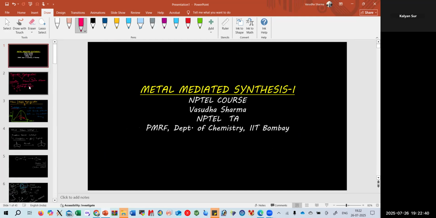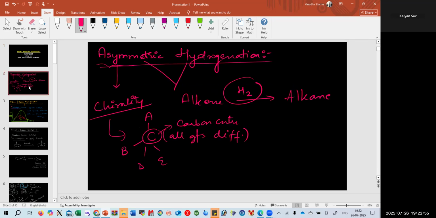So basically, this course, as I said, is metal-mediated synthesis. We will be talking about many metal catalyst systems, and we will discuss their synthesis also and various different applications in organometallic catalysis. What we started with was asymmetric hydrogenation as the term, where we split it into two terms, asymmetric and hydrogenation specifically. Hydrogenation means something which is getting hydrogenated, meaning addition of hydrogen. If we take an example of an alkene, it will go to an alkane in the presence of hydrogen and a catalyst. Asymmetric means we are talking about chirality in that case.